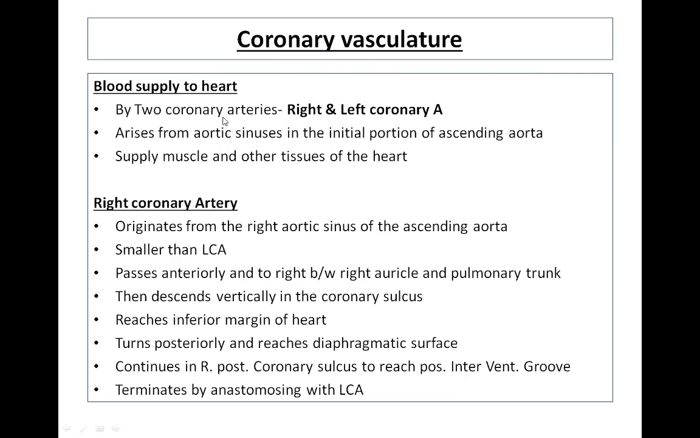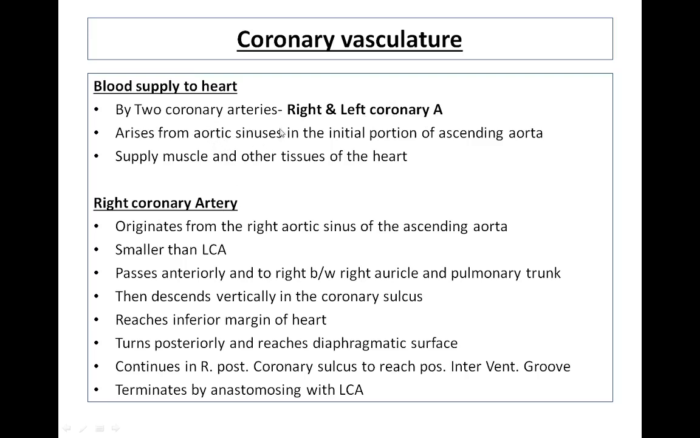So the heart is supplied by two coronary arteries. The arteries which supply the heart are called coronary arteries, from the word corona. So, the right and left coronary arteries, and these arteries arise from the aortic sinus.